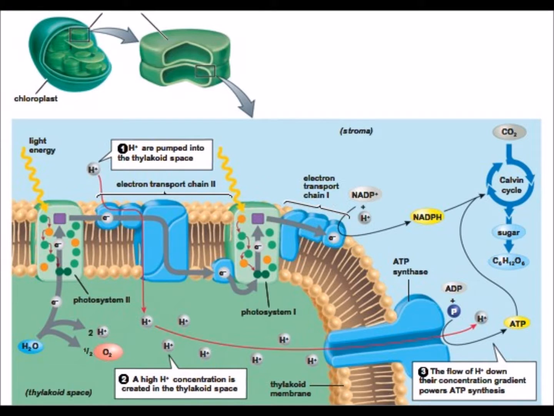Water breaks down into three things: hydrogen, oxygen, and electrons. The oxygen is released through the stomata as a waste product. Hydrogen is pulled into the lumen and is also used to create ATP through the process of chemiosmosis. The electrons go to photosystem II.